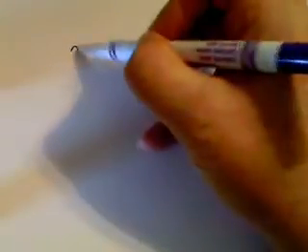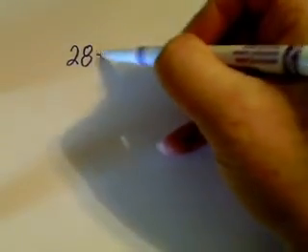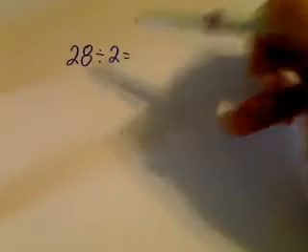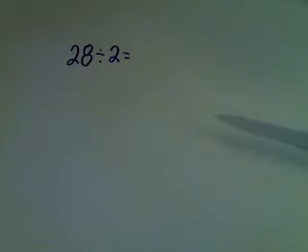Hey kiddos, I just wanted to review what we worked on this morning with an understanding of an array and how that transfers into an area model, and how those two ideas also lend into the understanding of the distributive property. So we're going to start with a problem like 28 divided by 2. And we're trying to figure out how many groups of 2 it would take to get us to 28.